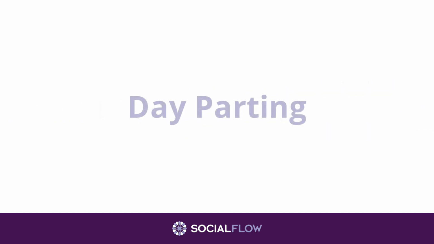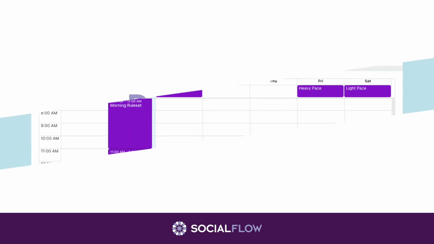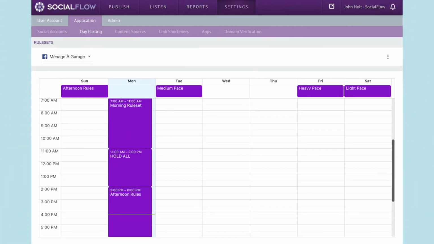Today I'll introduce you to day parting, a new SocialFlow feature that gives you more control over how and when posts get published. Day parting allows you to create a custom schedule of time windows, where each window can have a different set of publishing rules.